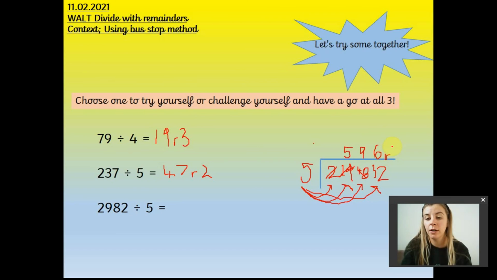So we've got R2. Okay, so 2,982 divided by 5 is 596, remainder 2. We put a little R for remainder because we don't want to write remainder every time. So hopefully that's starting to make a little bit more sense now.